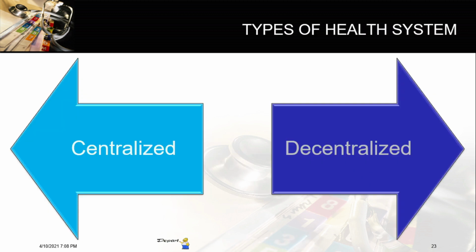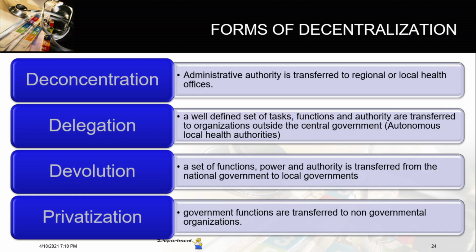Let's now go to health systems. There are 2 types, the centralized and the decentralized. Centralization and decentralization are 2 modes of working in any organization. In centralization, there is a hierarchy of formal authority for making all the important decisions for the organization. And in decentralization, decision-making is left for the lower level of organization. These are the forms of decentralization.